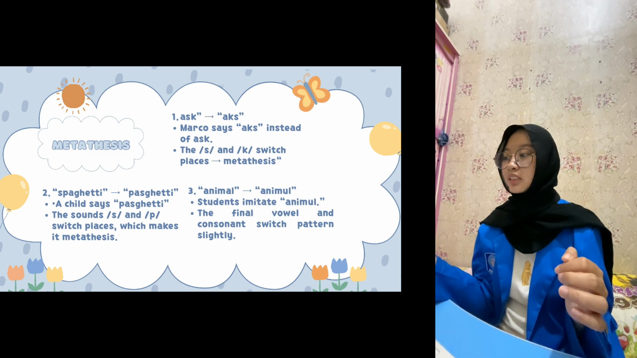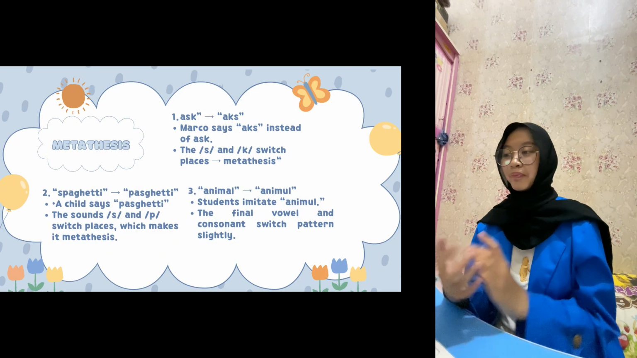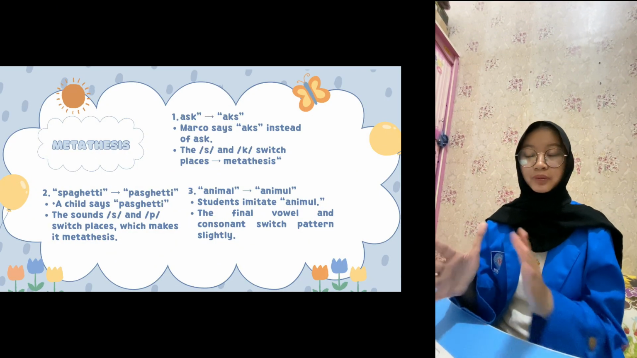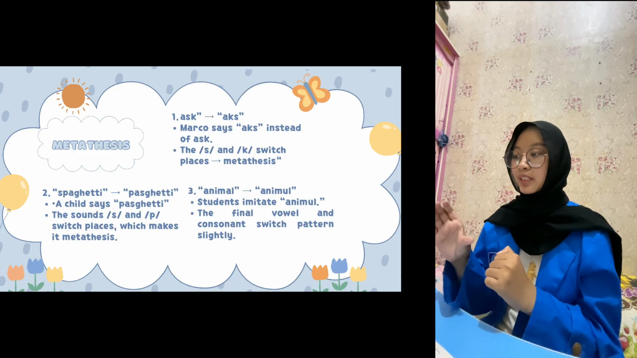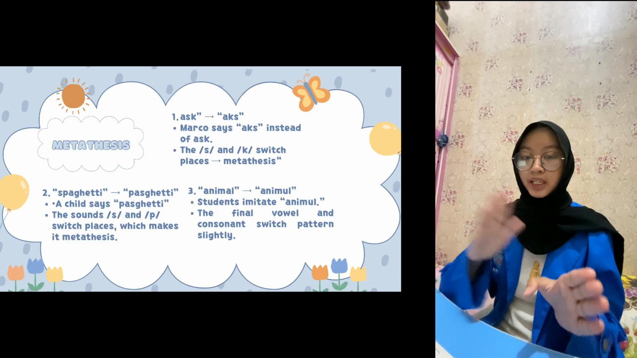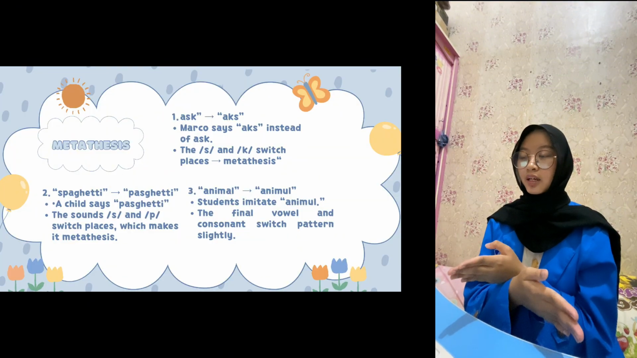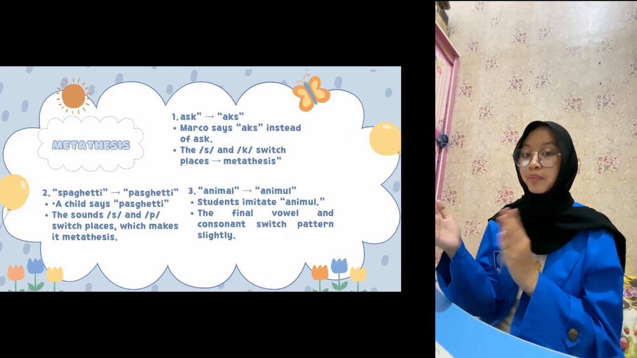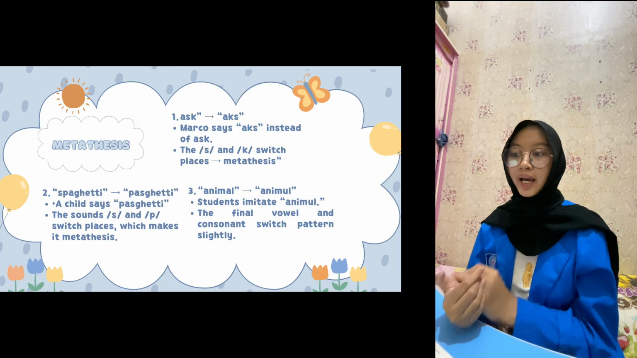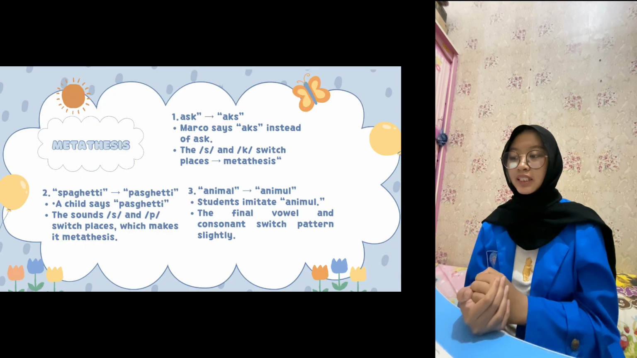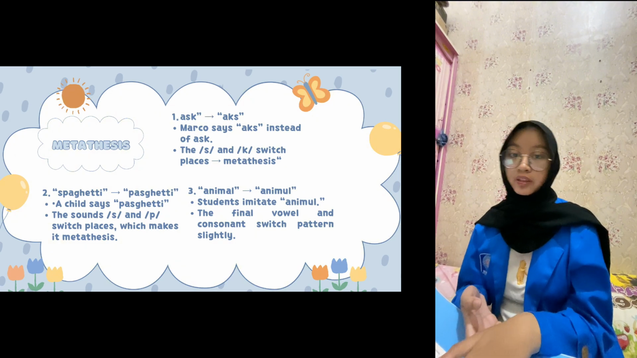And then the next example is spaghetti becoming pasghetti. So the passage shows a child saying spaghetti as pasghetti. And the sounds S and P switch places, which also makes it a metathesis. And then the last is animal becoming aminal. Students imitate aminal, and the final vowel and consonant switch in the pattern.